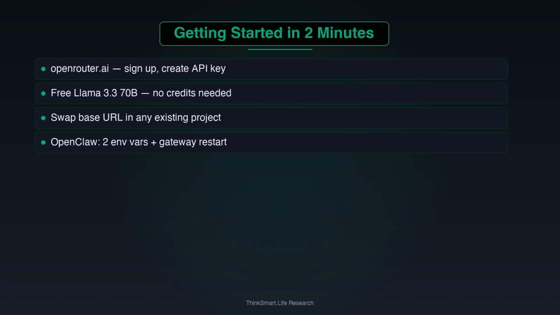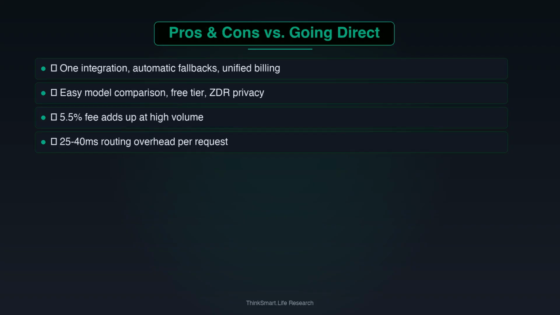Getting started takes about 2 minutes. Create an account at OpenRouter.ai, generate an API key from settings, optionally add credits, and make your first request. The free Llama 3.3 70B model works with no credits at all, perfect for testing. Then swap your OpenAI base URL and key in any existing project, and you're instantly routing through 400 plus models. For OpenClaw, set two environment variables and restart the gateway. Done.